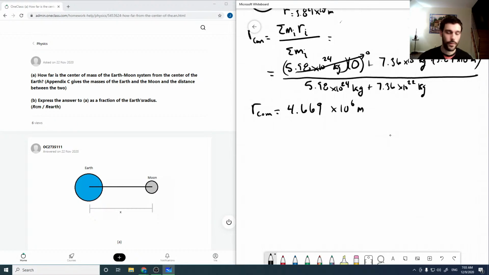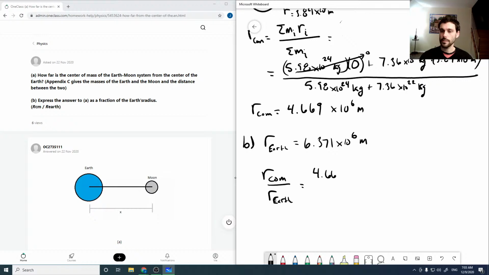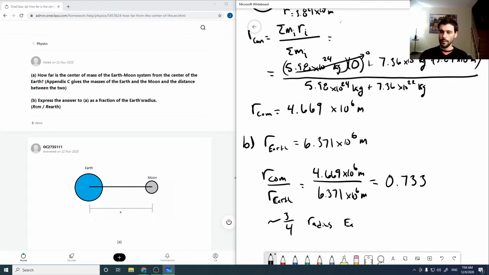Okay, and now for B here, the radius of Earth is 6.371 times 10 to the 6 meters. So our center of mass over the radius of Earth is 4.669 times 10 to the 6 over 6.371 times 10 to the 6, which comes out to be 0.733. So the center of mass is about 3/4 the radius of the Earth, or the center of mass of the Moon-Earth system is actually inside the Earth because the Earth is so much more massive than the Moon.